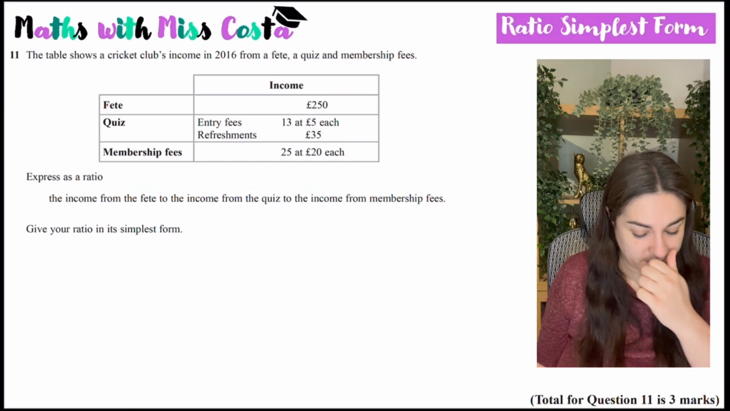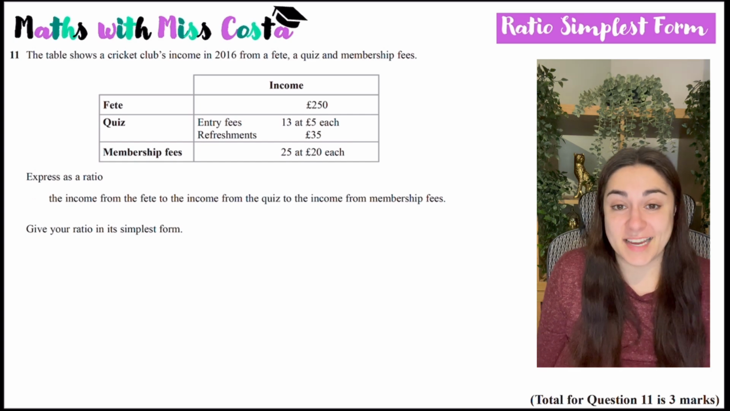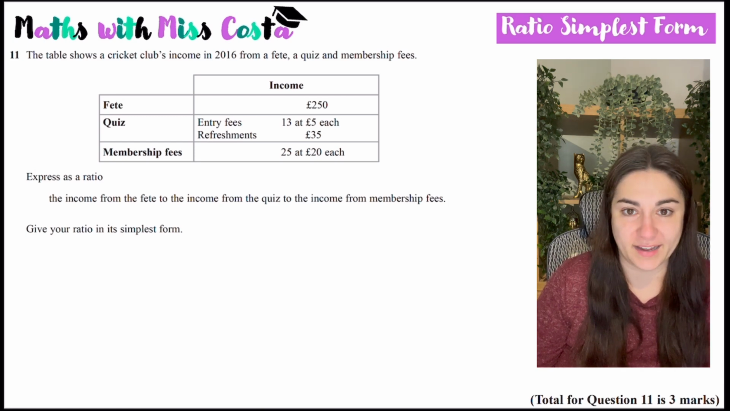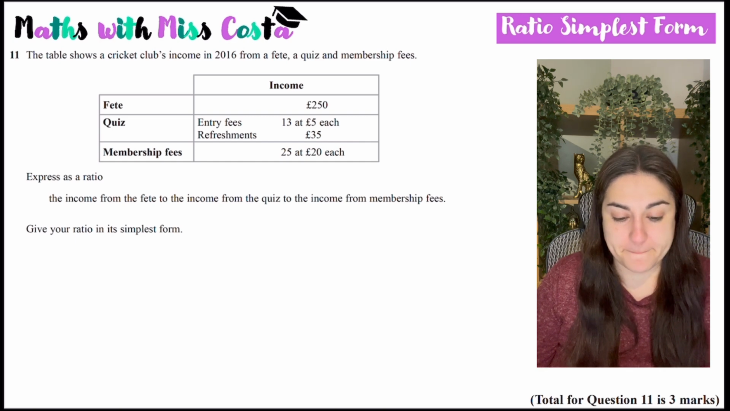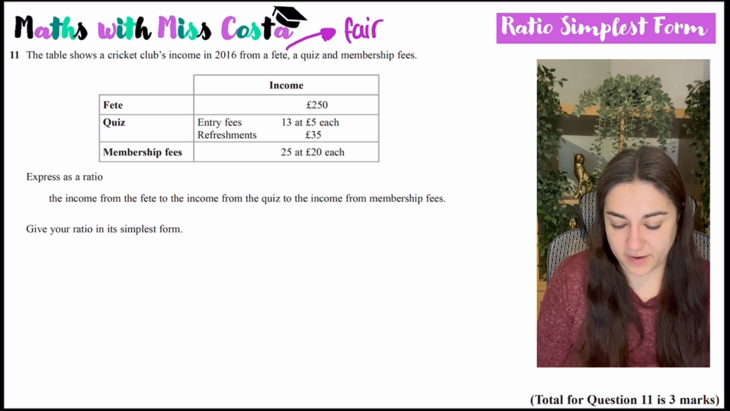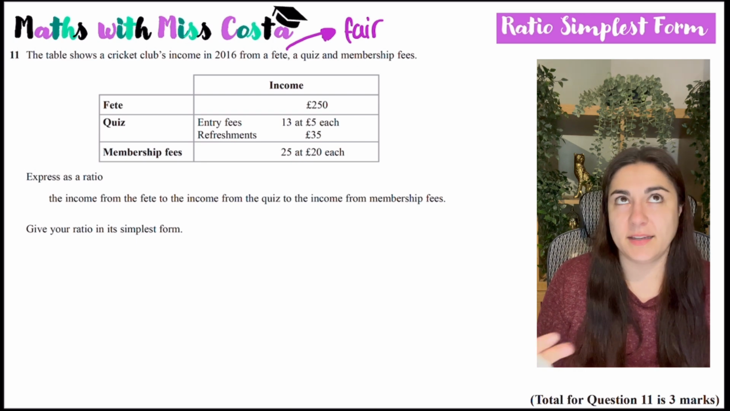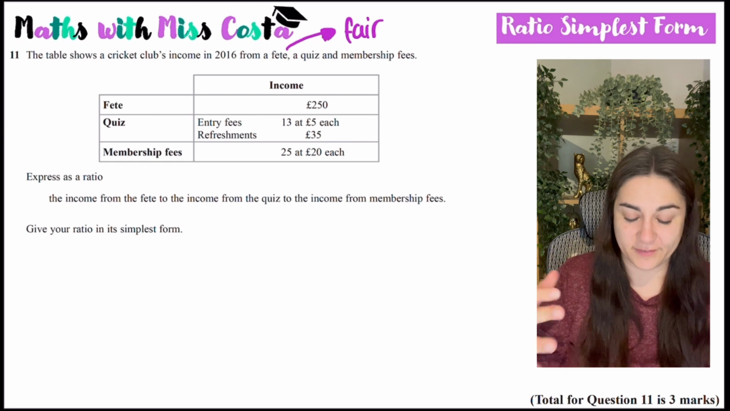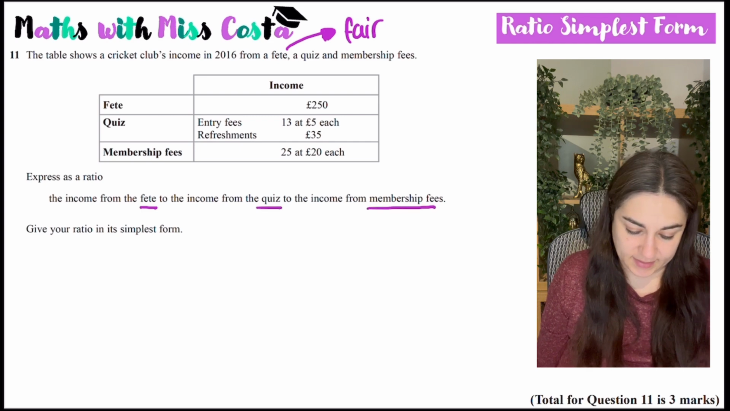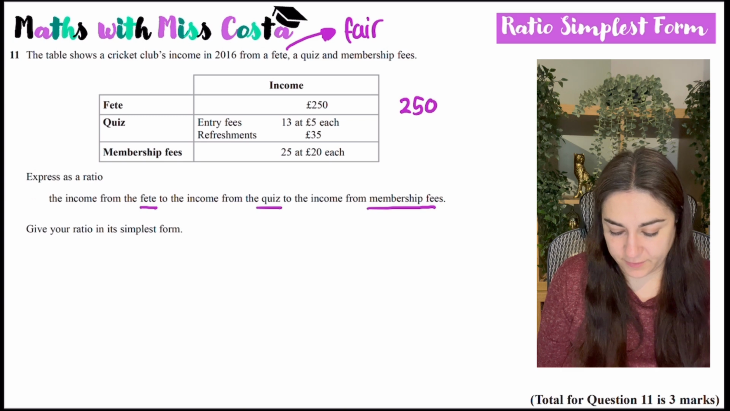Okay, so now I've got a question. The table shows a cricket club's income in 2016 from a fete, a quiz and membership fees. And a fete is like a fair, if you didn't know. So sometimes they put in words that not everyone is going to know, but it's similar to a fair, or it's where you get together and you celebrate and there are stalls and things. So I need to express as a ratio the income from the fete to the income from the quiz to the income from the membership fees. So I know the fete is 250 income.